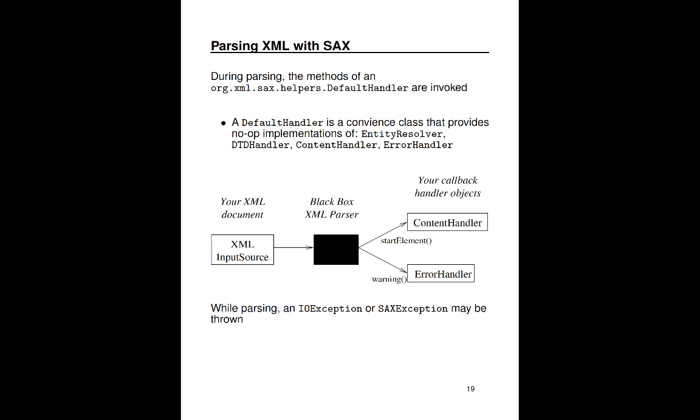As I said before, the XML parser is implemented by some vendor, either a commercial vendor or an open source community. And this is code that you really don't need to worry about what it does, as long as it follows the rules of XML and the SAX API. So you can think of it as a black box. You provide several pieces of information into that black box. One is the XML document, which is represented as an input source. And then you also specify the callback handler objects that should be invoked during parsing. If some error or exceptional condition occurs during parsing, the XML parser will communicate this back to the caller via an IO exception or a SAX exception.